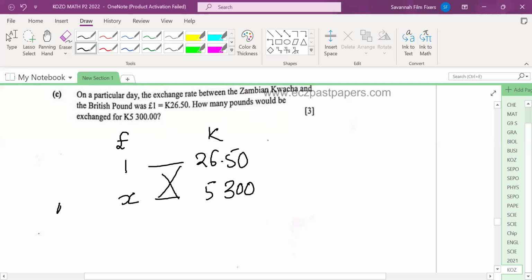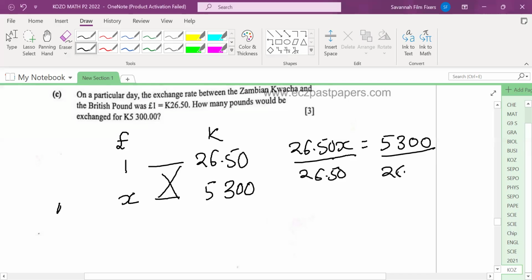So we cross multiply, right? We have to divide. So remember, we have to show our working. At the end of the day, we are dividing, but we need to show our working. So x would be 5,300 divided by 26.50. How would I divide this?